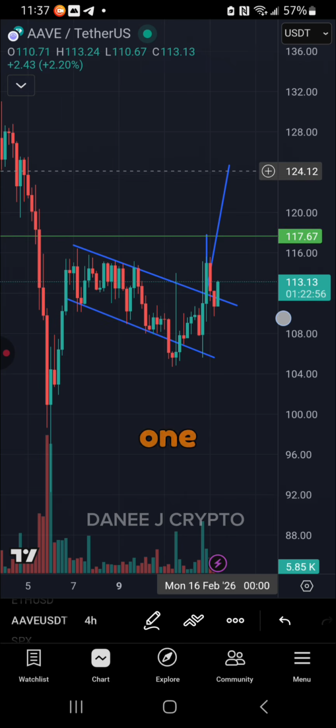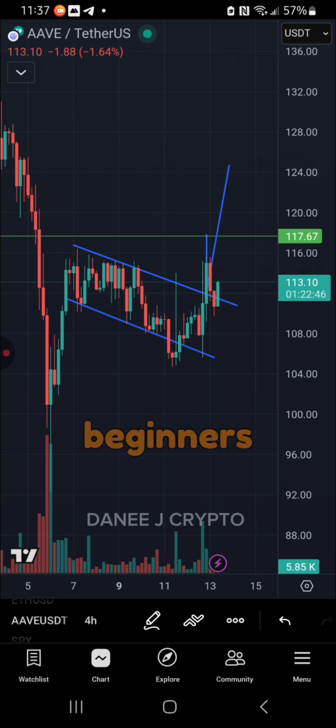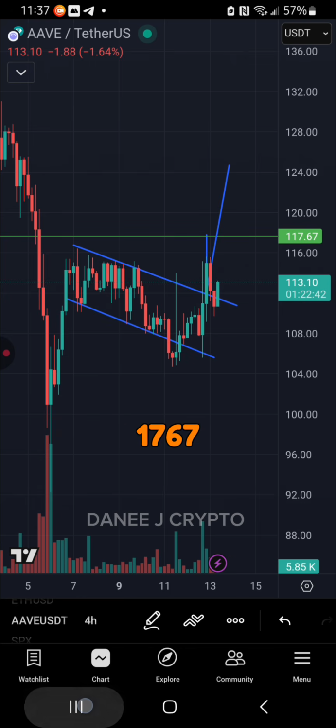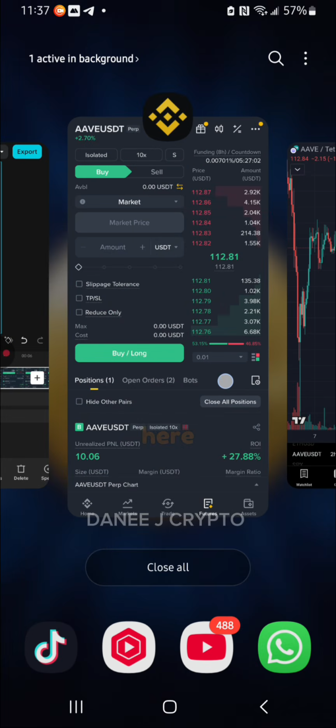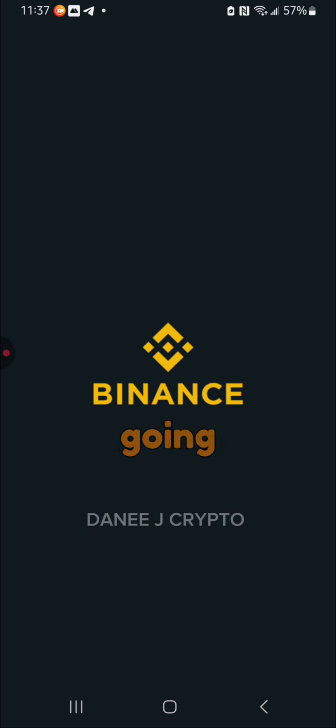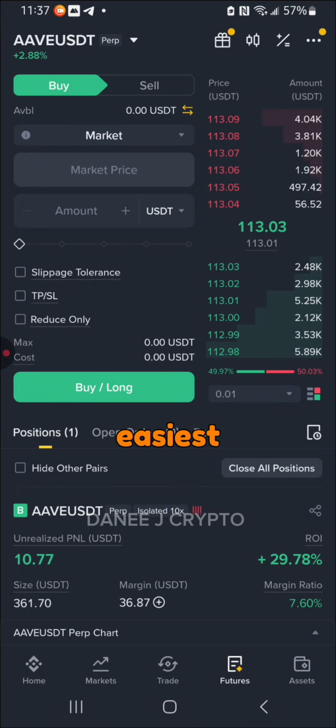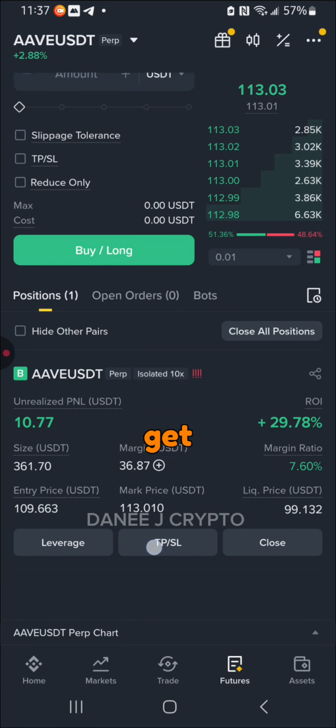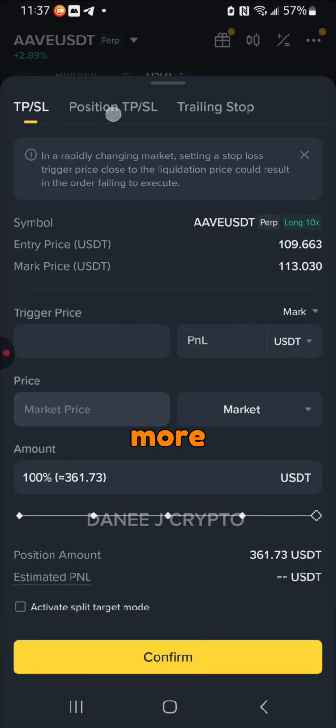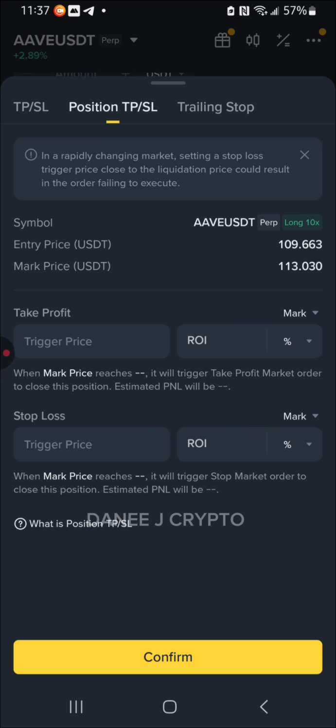So this bigger one is about 124.50. In that case, I'll be going for the smaller one for the sake of beginners, so that you guys can get to understand this better. 117.67. Let us go over here, and then you are going to set in your take profit. Your first TP is the easiest one that will probably get triggered quickly.